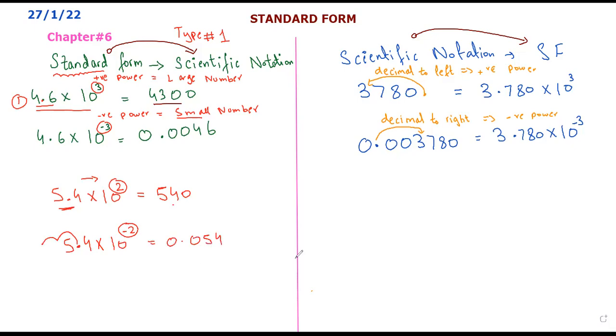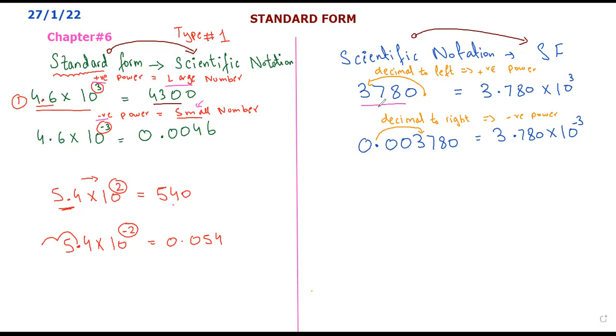So I don't want you to remember right or left stuff like that. Just remember the basic concept. When you have positive power, the number would become larger. When you have negative power, the number would become small. This is the only thing you need to understand. Is it okay? Yes. Okay.